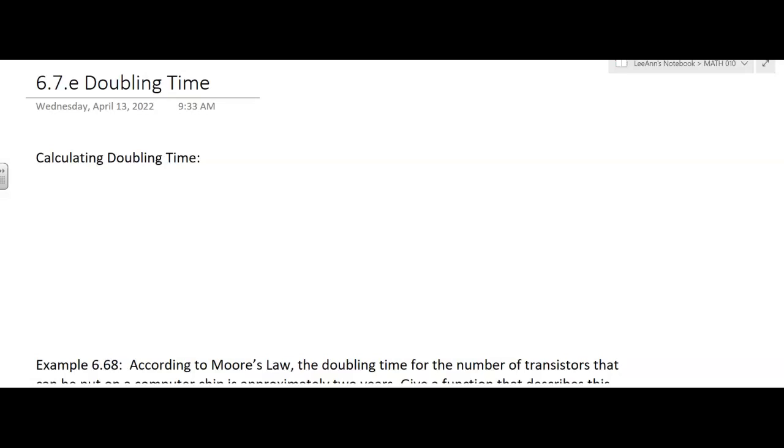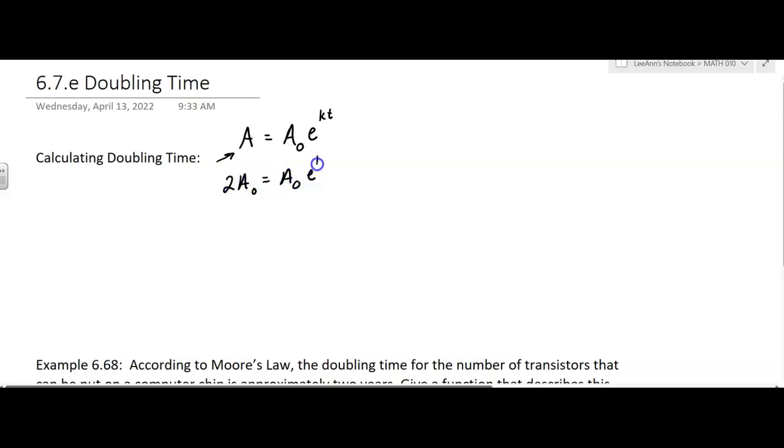So now we're going to talk about what's called doubling time. Let's look at our model that we have, A equals A naught e to the kt. Now we want the original amount to double. So maybe we want an account where we're going to double our money in so many years, or maybe a population is going to double in so many years. So the amount that we're trying to get is going to be twice the original amount.